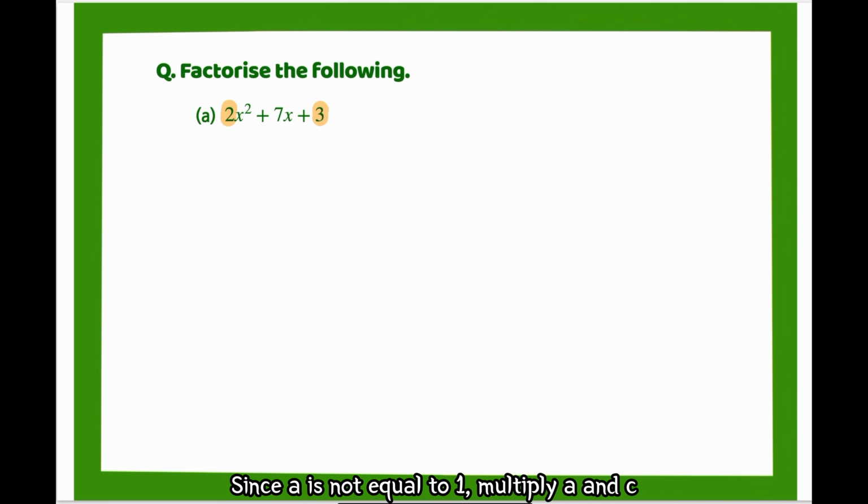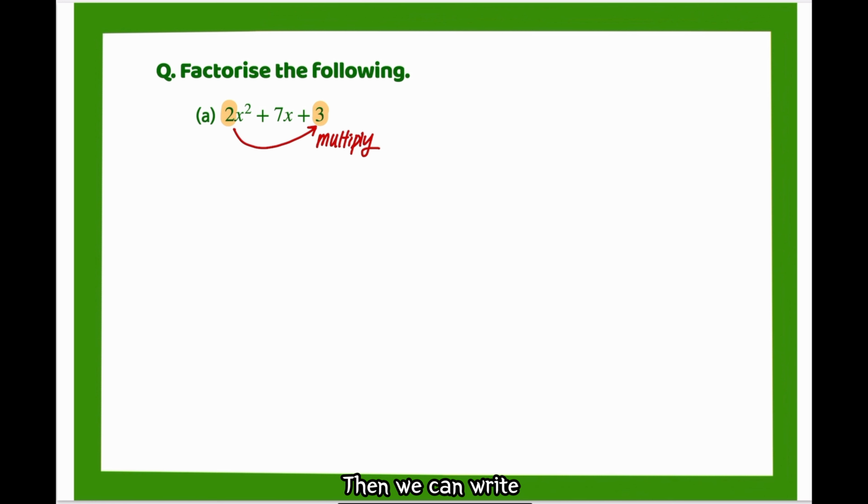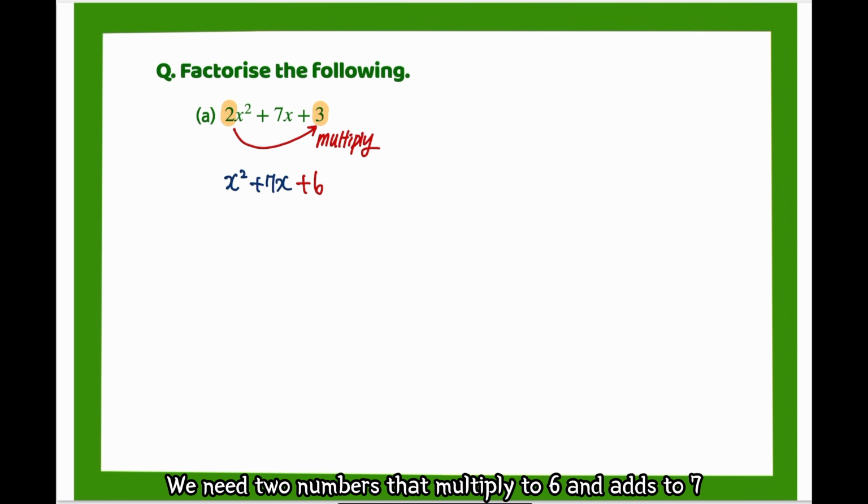Since a is not equal to 1, multiply a and c. This method is called the AC method, which is commonly used in many countries. Then we can write x squared plus 7x plus 6. We need two numbers that multiply to 6 and add to 7. So let me write down the factors of 6 here.